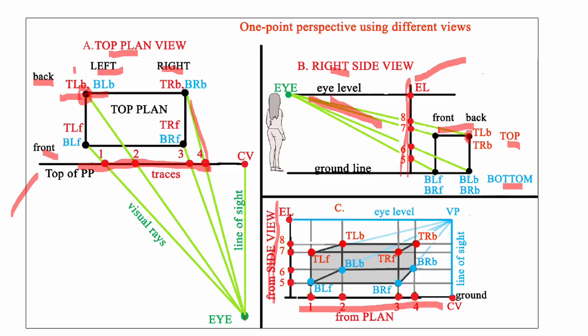So if we want to find the top left back corner here, it goes through number 2. And if we want the top left back over here, it goes through number 8. So the top left back is this point, and it connects to number 2 on the plan and number 8 on the side view. And you keep on doing that, and then you can draw the box in perspective using these 2 views.